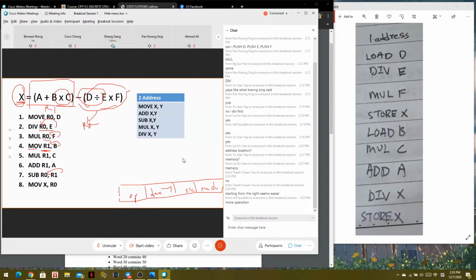Sorry, I have a question. For step 7, if I write SUB and then R1 and then R0, does the order of these two matter? Yes, it matters. This step 7 means R0 minus R1 store into R0. I can't write R1 and then R0, because then it will be the other way around. So yes, the order matters, of course.